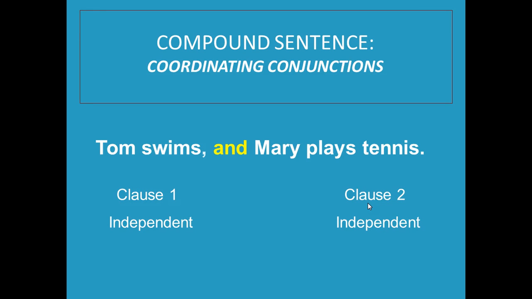Tom swims and Mary plays tennis. Again, this is something I just said. Your first clause is independent and it says Tom swims, and your second clause is independent and it says Mary plays tennis. However, let me stress this again. What makes a clause an independent clause? An independent clause is a sentence that can stand all alone. It's a complete clause.